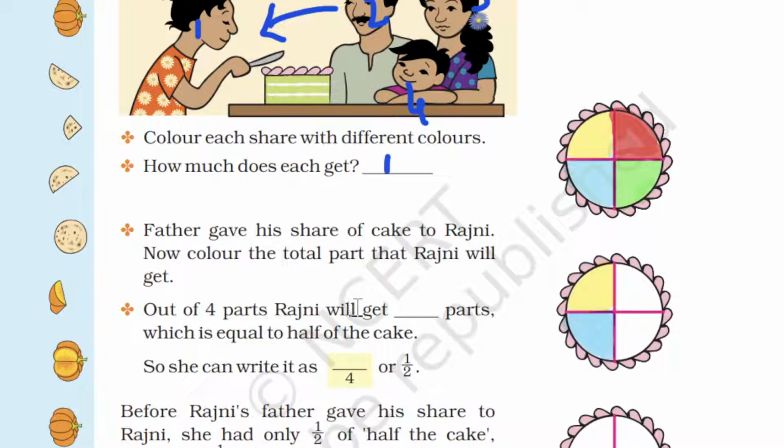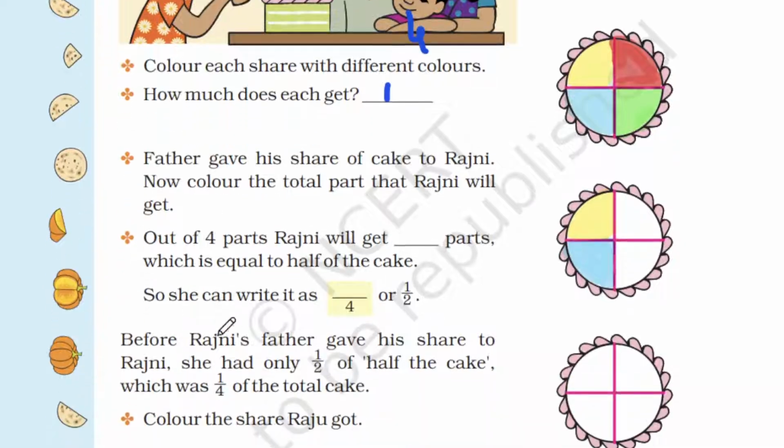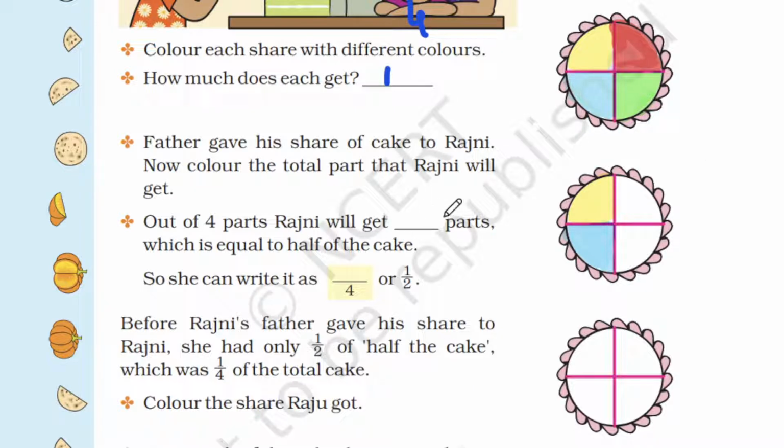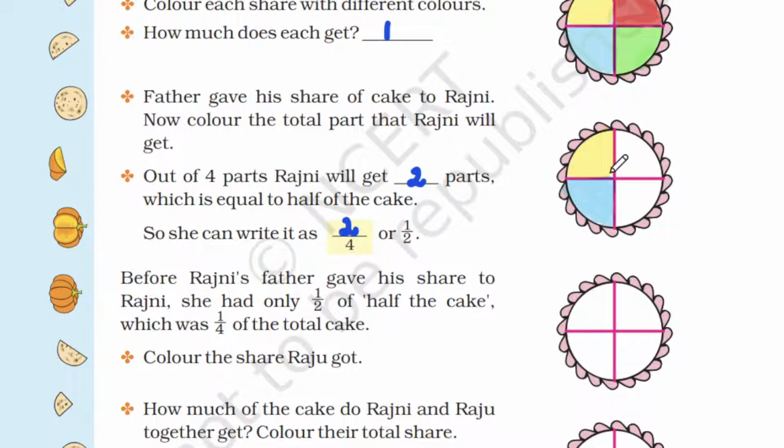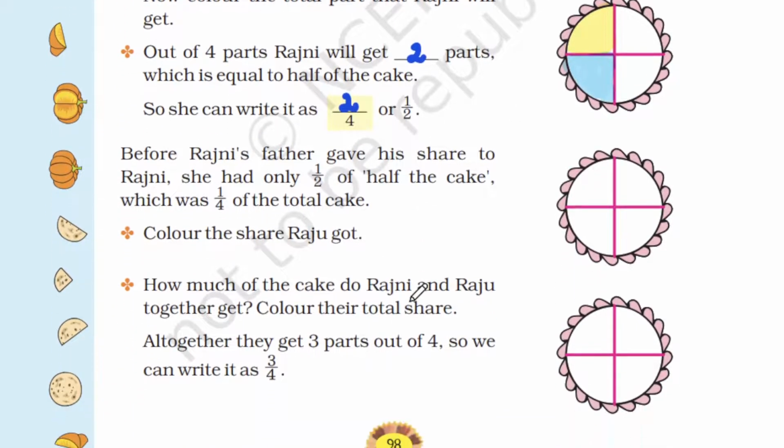Out of four parts, Ranjini will get dash parts. So how many parts will she get? She will get two parts, which is equal to half of the cake. So she can write it as dash by 4, which is 2 by 4, or 1 by 2. So 2 pieces she got out of 4, or you can write half of the portion. Both are correct.